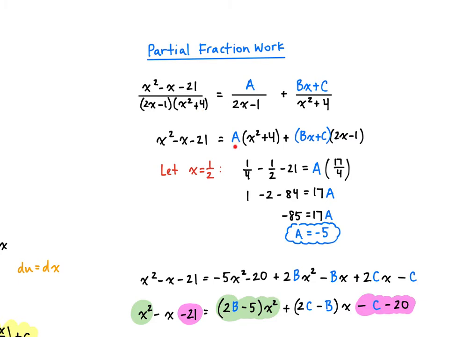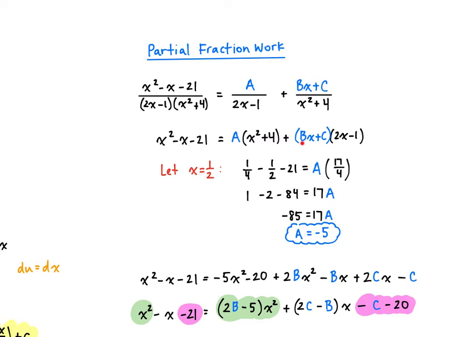Again, we're going to multiply everything through by these two factors. So then we're left with A times x squared plus 4 plus Bx plus C times 2x minus 1. Now, if we let x equal 1/2, that's going to eliminate these two over here because 2 times 1/2 minus 1 is 0. So we can solve for A this way. Plugging 1/2 into every x value, we get 1/4 minus 1/2 minus 21 equals A times 17 over 4. Multiplying every term by 4 to kill the denominators, we can solve through to get A to be -5, so that works out nicely.